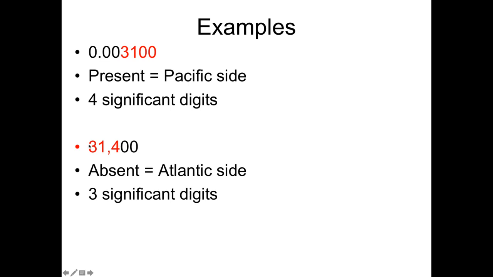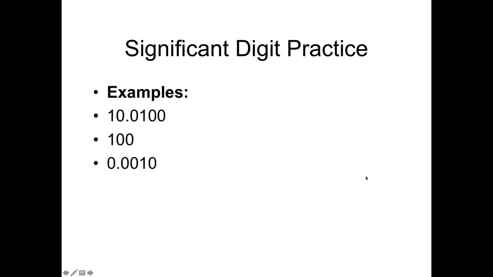So I'm going to move in this direction. So I'm going to go until I get to here. So the 4, the 1, and the 3 are all going to be significant. So therefore, I have 3 significant digits for that. So I have a little practice here.